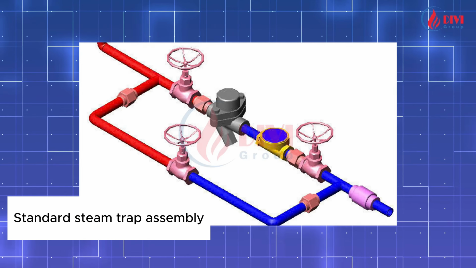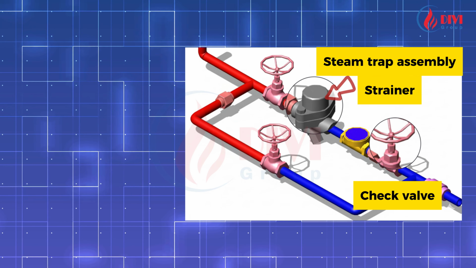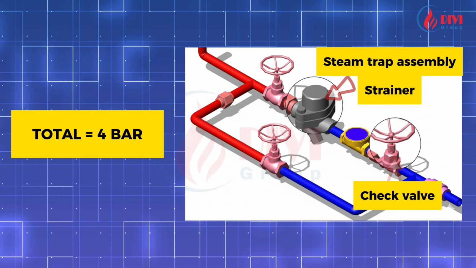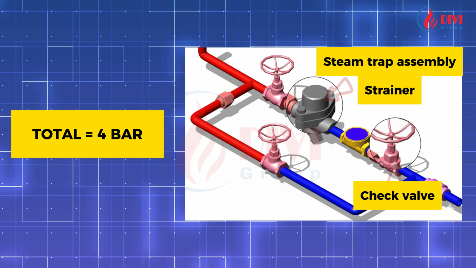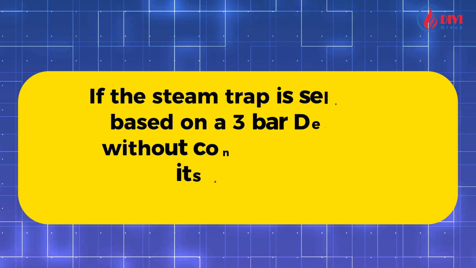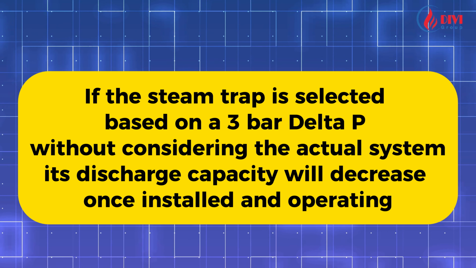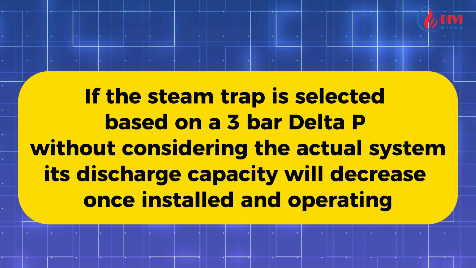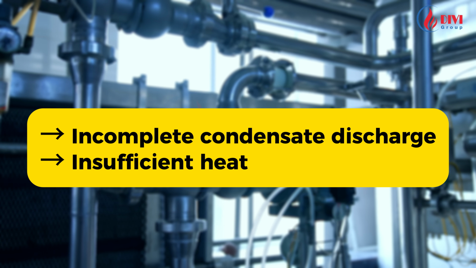The steam trap assembly includes a shutoff valve, strainer, steam trap, and check valve. When the piping passes through heat exchange equipment, the pressure loss increases and can reach up to 4 bar. Therefore, the inlet pressure must be at least 5 bar. ΔP equals 4 bar. If the trap is selected based on a 3-bar ΔP, its actual discharge capacity will decrease during operation and fail to meet the system requirements, leading to incomplete condensate discharge.